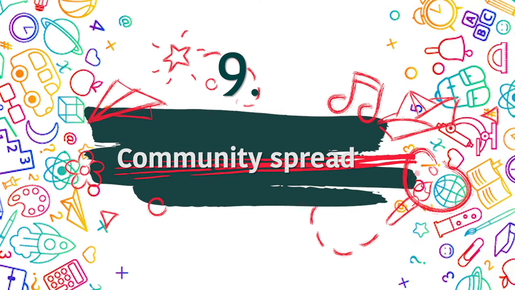So now we'll be moving to number 9, kind of still related to number 8, super spreader, which is community spread. Again, it's very simple. It's the spread of a contagious disease within a community. It also has the specific meaning of the spread of a contagious disease to individuals within a geographic location who have had no contact with other infected individuals or have not recently traveled to an area where the disease has any documented cases.